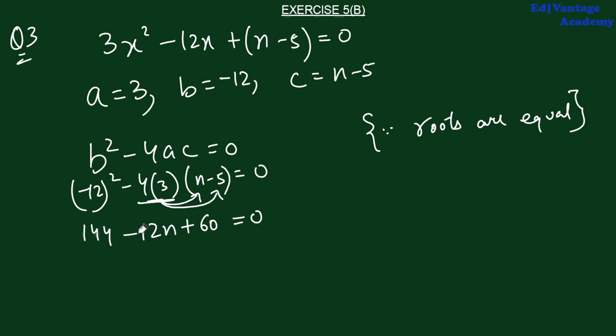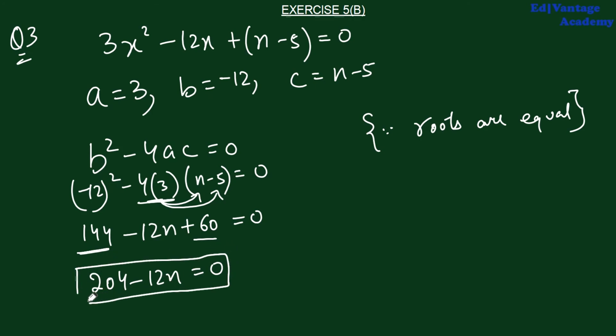If you see, this didn't come as a quadratic equation. You can see 144 and 60 you can add. It will become 144 plus 60, that's 204. Positive 204 minus 12n is equal to 0. Here n is unknown, right? We have to find the value of n. And in this equation, n didn't come as n square, so it's not a quadratic equation. It's a linear equation, simple to solve. From 7th standard we are learning.